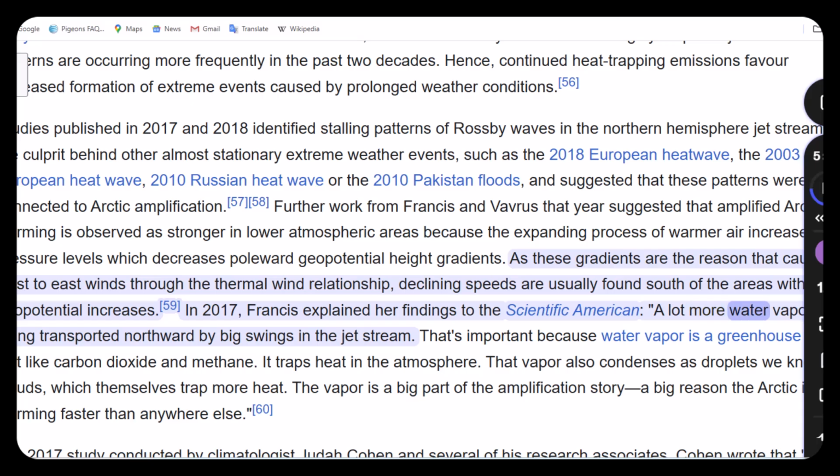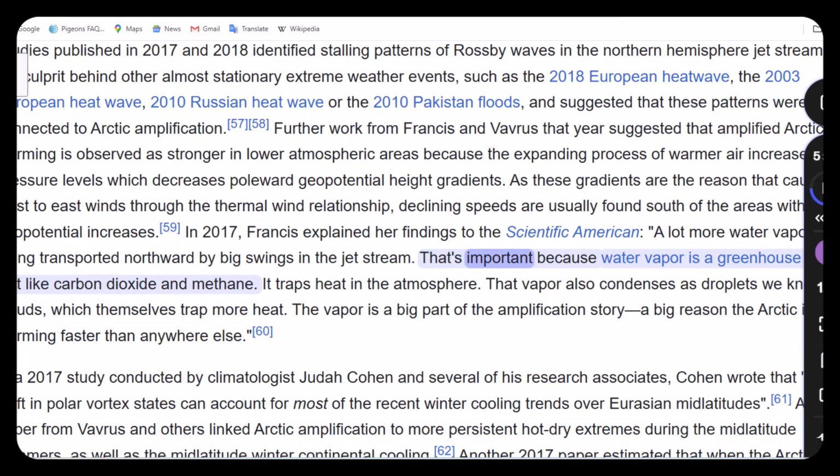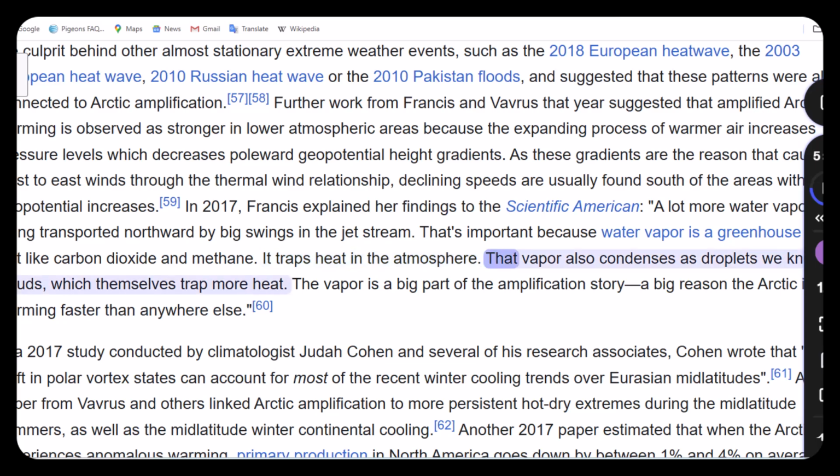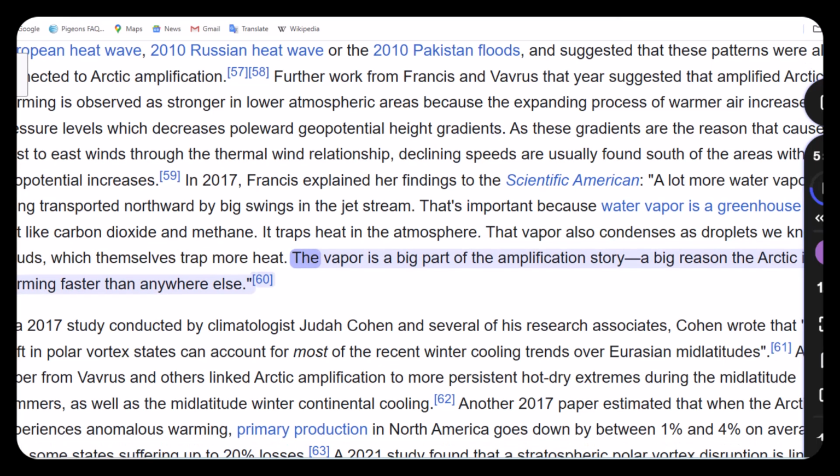A lot more water vapor is being transported northward by big swings in the jet stream. That's important because water vapor is a greenhouse gas just like carbon dioxide and methane. It traps heat in the atmosphere. That vapor also condenses as droplets, we know as clouds, which themselves trap more heat. The vapor is a big part of the amplification story, a big reason the Arctic is warming faster than anywhere else.